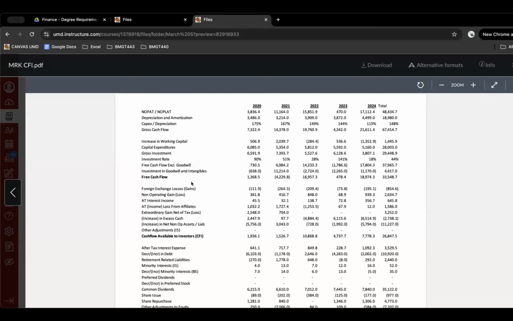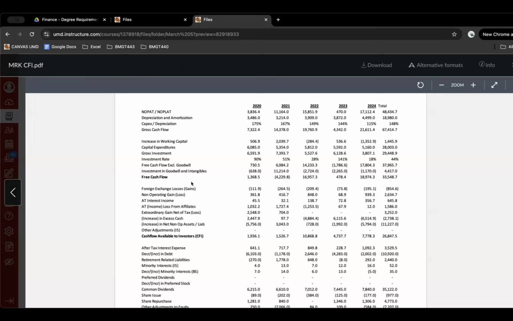Starting with NOPAT, they totaled around 50 billion, which increased significantly from 2020. They had a little below 4 billion, and then in 2024 they had 17 billion. Looking at their capex to depreciation ratio, it's around 150%, meaning it's outpacing depreciation, which is pretty forward-looking as they're investing in their own business. The gross cash flow was 70 billion in total, with 2024 being an outlier as they generated 21 billion. Their investment rate is 44% over the 5 years, decreasing over the period. It started at 90% in 2020 and ended at 18% in 2024, with the exception of 2023, which was considerably higher at 141%.